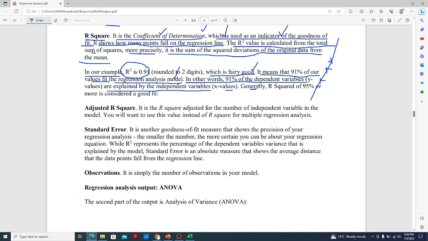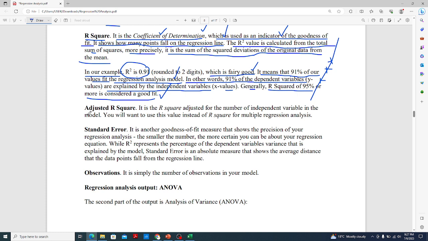Generally an R squared of 95% or more is considered to be a good fit. You can remember I also said at some point that the goodness of fit is a value that is either 95% or more than 95%.